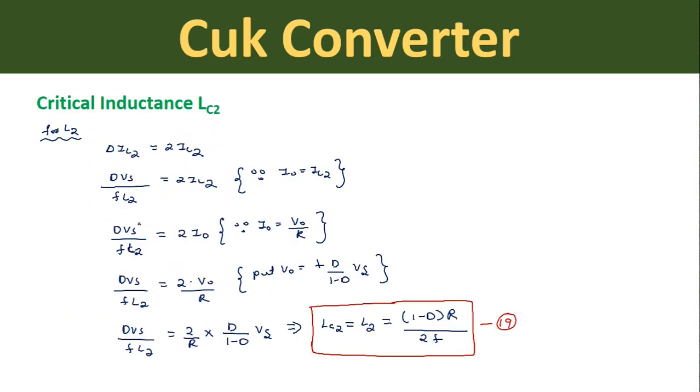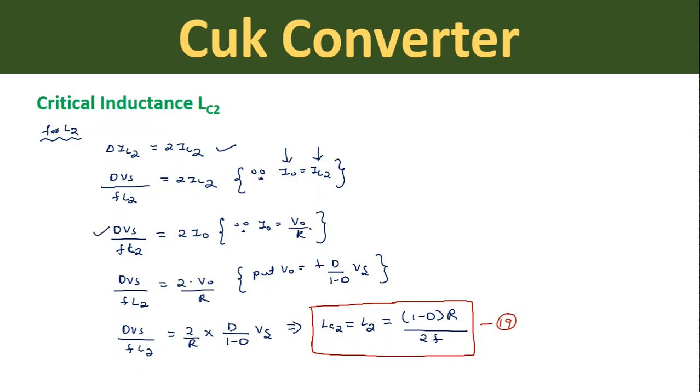Next is the critical inductance for L2, that is LC2. For this we will take del IL2 is equal to 2 into IL2. Okay, the same equation we are taking for L2 also. Again we will keep the del IL2 equation here, D into Vs divided by F into L2 is equal to 2 into IL2. So the average value of the inductor 2 current will be equal to the load current I0. From the waveform we can see this. So we will put IL2 is equal to I0 here, we will get this type of equation.